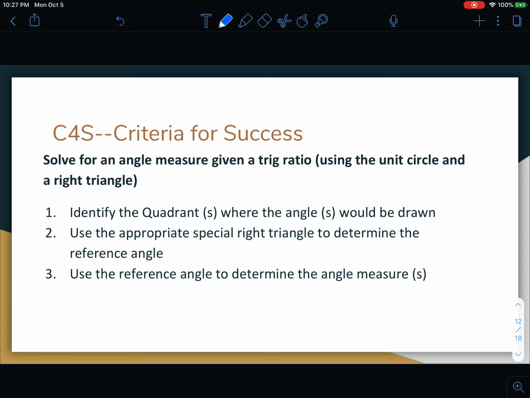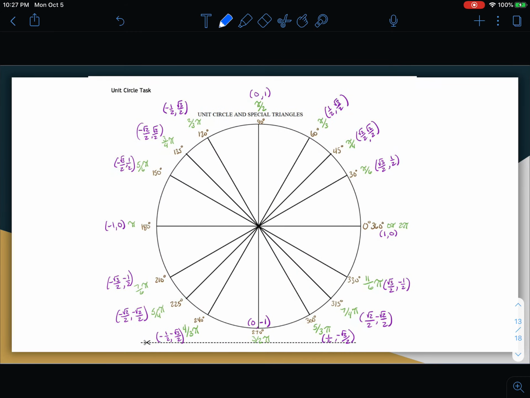Okay, now this next little part I'm going to show you is solving for an angle measure given a trig ratio. We're going to still use the unit circle and the right triangles. So we'll identify the quadrant or quadrants where the angle or angles would be drawn. We will use the appropriate special right triangle to determine the reference angle, and we will use the reference angle to determine the angle measure or measures. So again, we will not memorize this, but we want to think about the patterns, right?